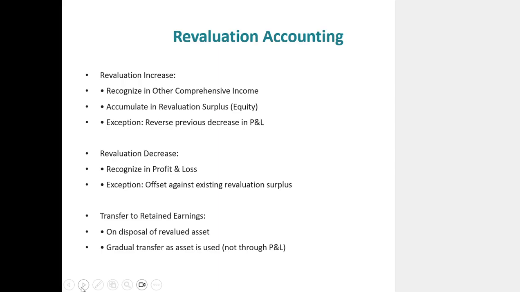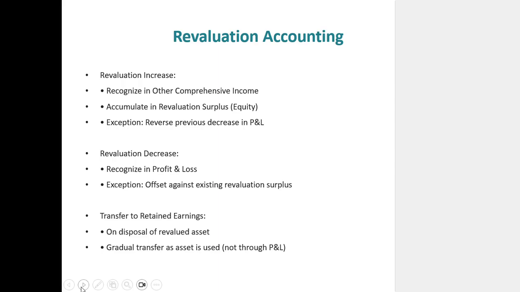Revaluation accounting, how is accounting done? When there is a revaluation increase, it should be recognized in other comprehensive income and accumulated in revaluation surplus in equity. Exception: reverse a previous decrease in P&L. When there is a revaluation decrease, recognize it in profit and loss. Exception: offset against existing revaluation surplus.